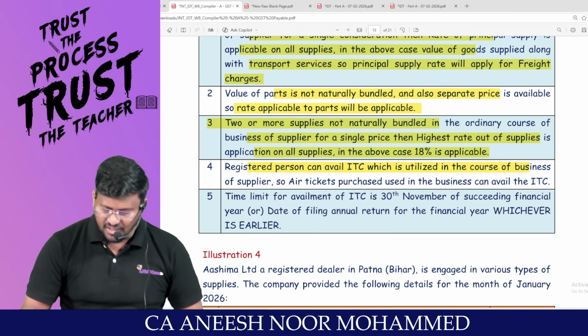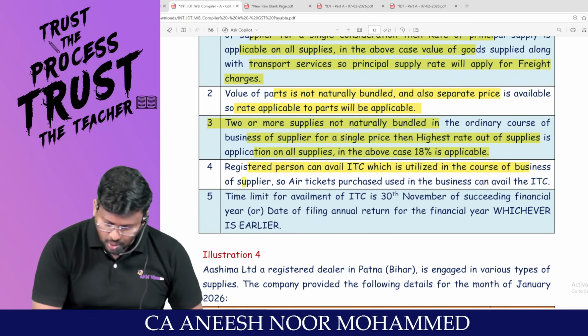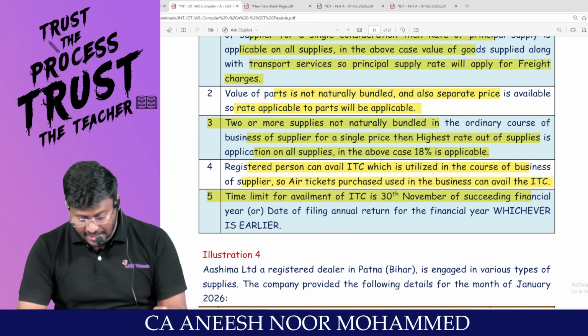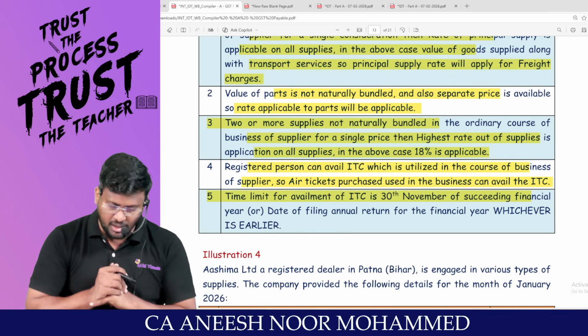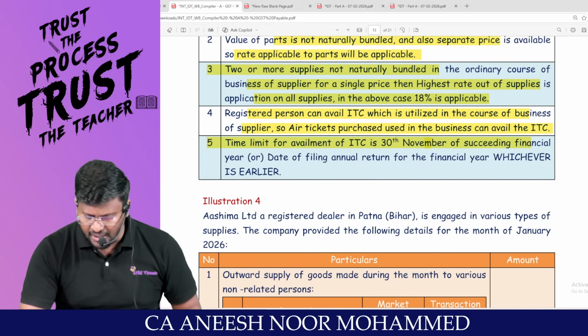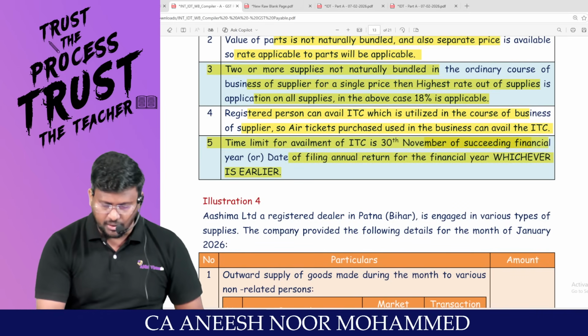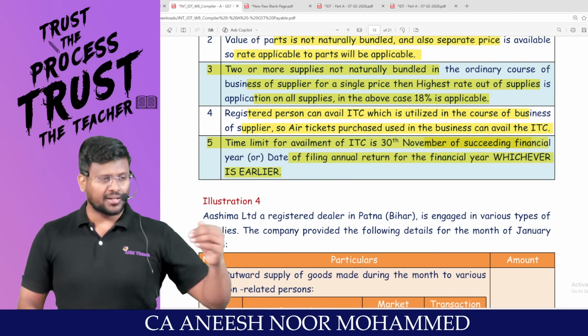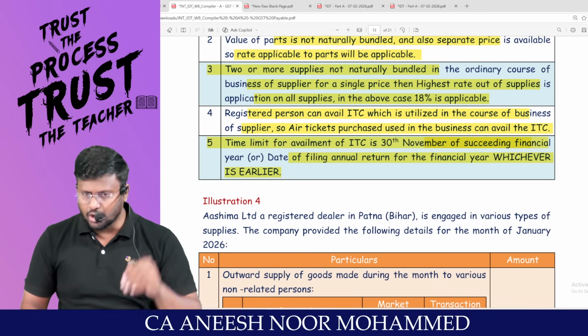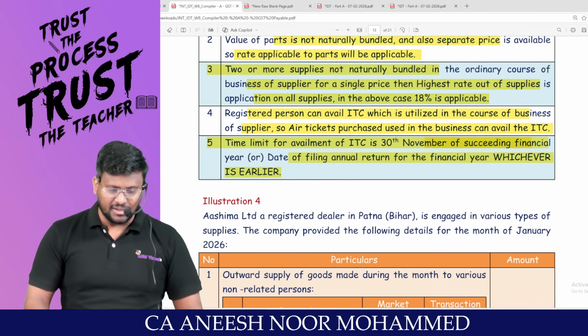A registered person can avail ITC which is utilized in the course of business of the supplier. So, air ticket purchase used in the business can be availed. Time limit for availment of ITC is 30th November of the succeeding financial year or date of filing the annual return, whichever is earlier. Still, 30th November has not come. We are only in the month of January. So happily we can take ITC, my dear lovable students.